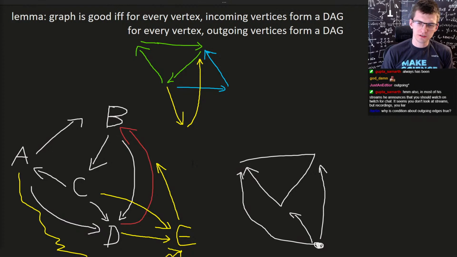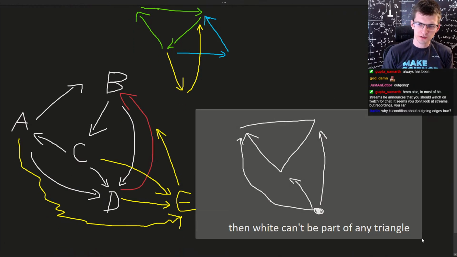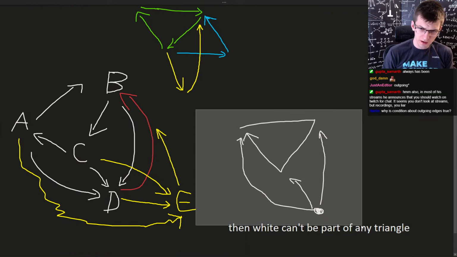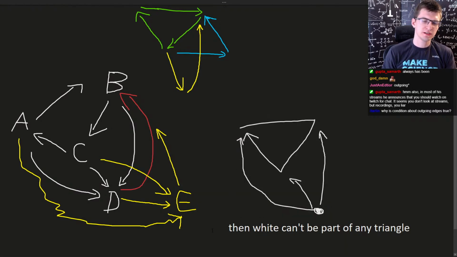About outgoing edges, it's true because of what I said here. I started from this kind of graph where from a vertex there are edges to all three vertices of a triangle, and from this I got that if this white vertex is part of some triangle, then there is a contradiction, which means that this cannot be part of a triangle or even a cycle.